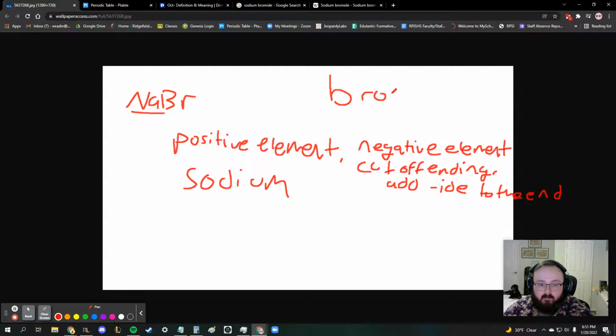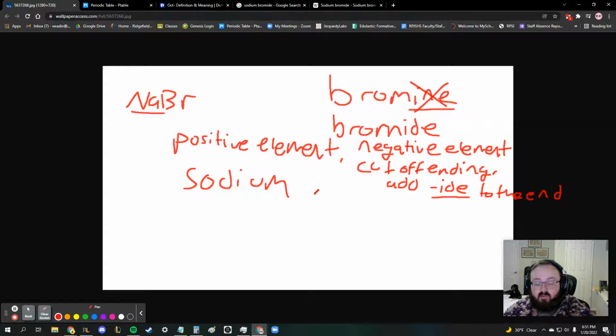So here's bromine. The ending of the word bromine is these 3 letters, I-N-E. So we are going to get rid of that. We now have brom, B-R-O-M. And we are going to add the letters I, D, and E. So our name for this ion will be called sodium bromide. Okay? That is all we are doing here.